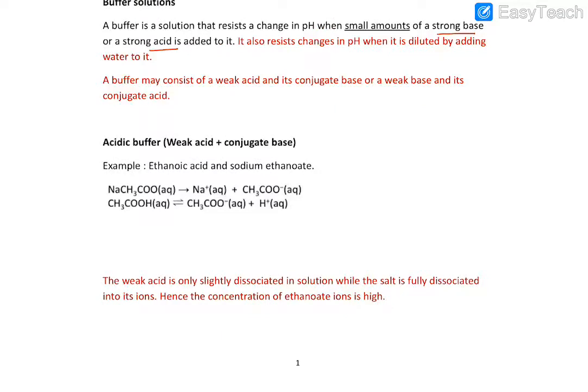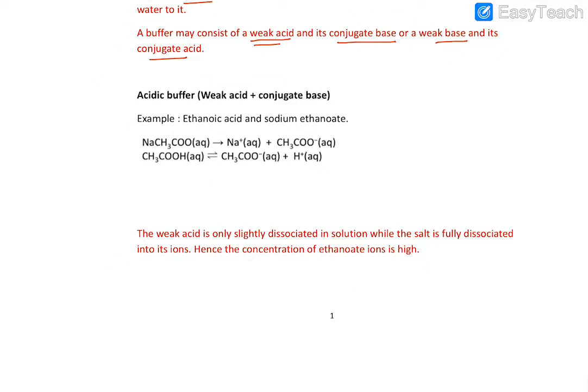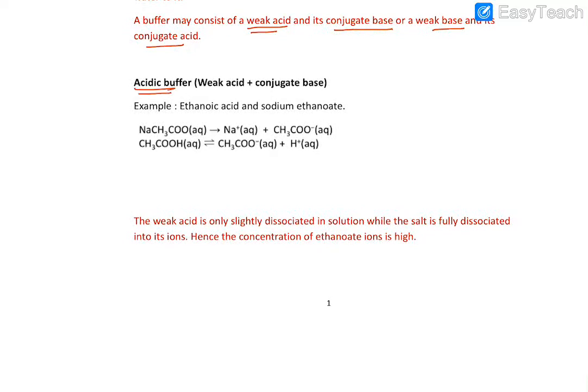A buffer may consist of a weak acid and its conjugate base, or a weak base and its conjugate acid. So there are two types of buffers: acidic buffers and basic buffers. Let's see the acidic buffer first. An acidic buffer consists of a weak acid and its conjugate base. For example, ethanoic acid is a weak acid and ethanoate is the conjugate base.